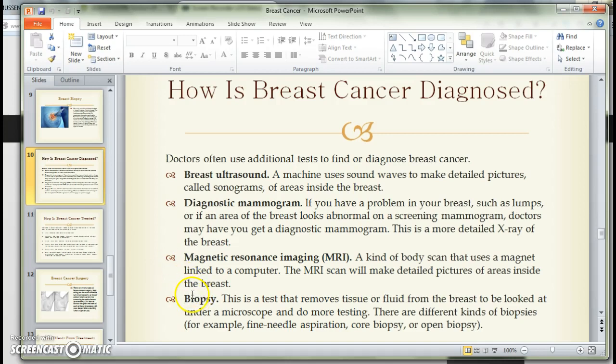A biopsy is a test that removes tissue or fluid from the breast to be looked at under a microscope and do more testing. There are different kinds of biopsies, for example, fine needle aspiration, core biopsy, or an open biopsy.